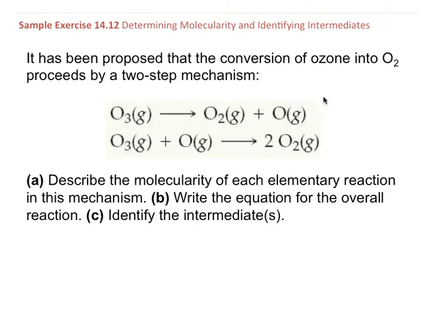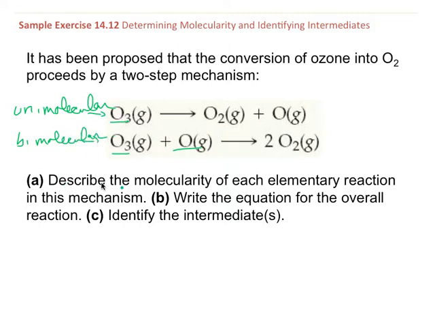In this problem, it's been proposed that the conversion of ozone into O2 proceeds by a two-step mechanism. Describe the molecularity of each elementary reaction in the mechanism. Write the equation for the overall reaction and identify the intermediates. All right, so if we look at the molecularity for this first reaction, I see there's one molecule, so this is unimolecular. For the second equation, I have two molecules of reactant, so it is bimolecular.